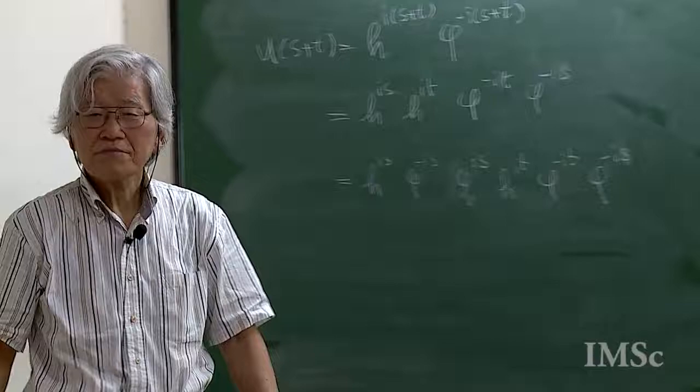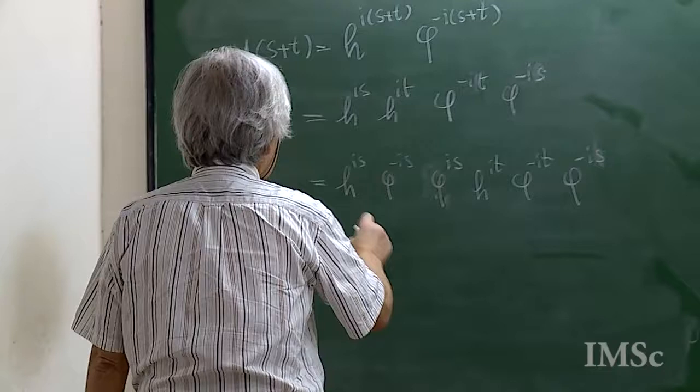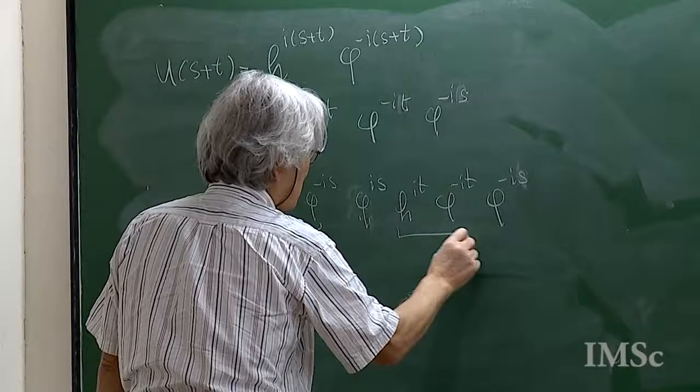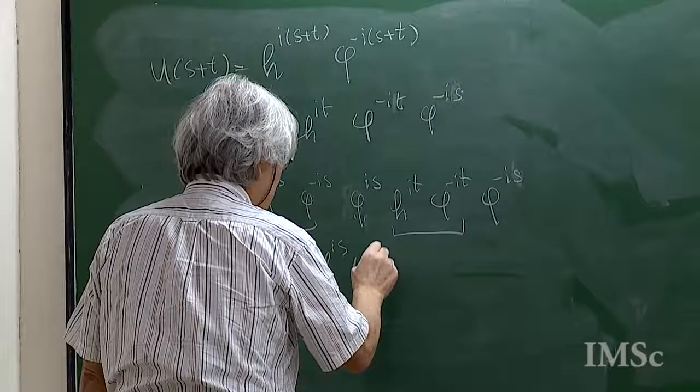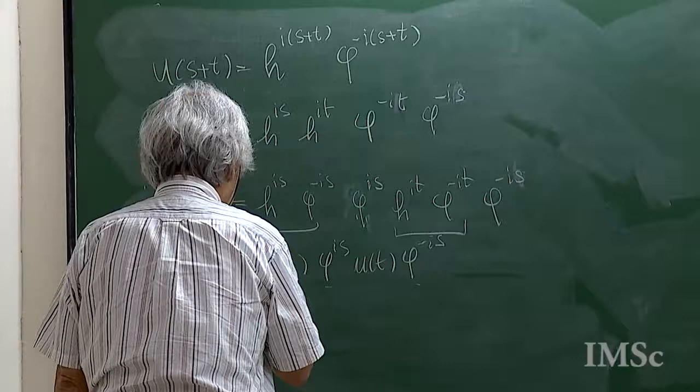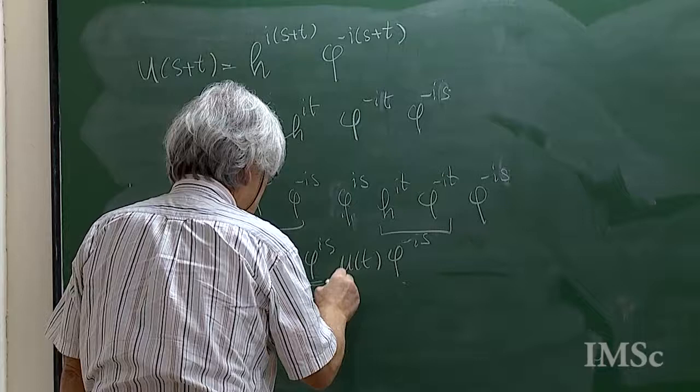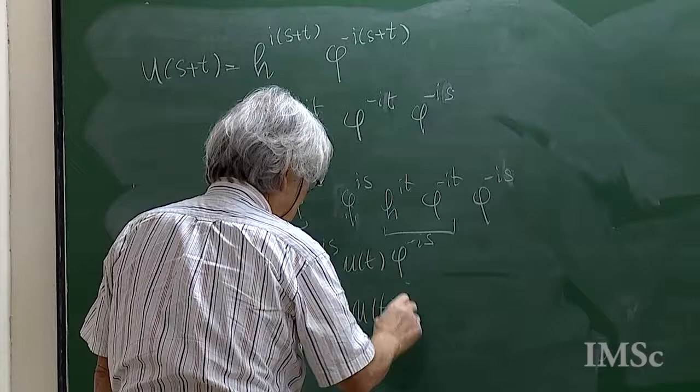Right, that's that. Now, what was this? This was U of S. And what is U of T? Phi of iS, U of T, phi of minus iS. We know what this is. This is actually the reason why we brought it in. This one is sigma phi of US, sigma of S applied to UT. This is the cocycle identity relative to the modular automorphism of phi plus.